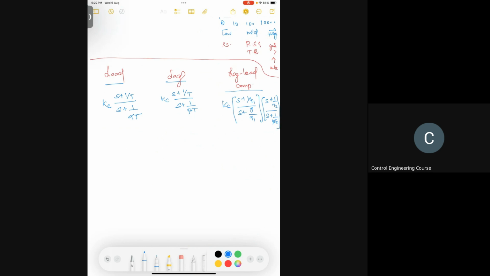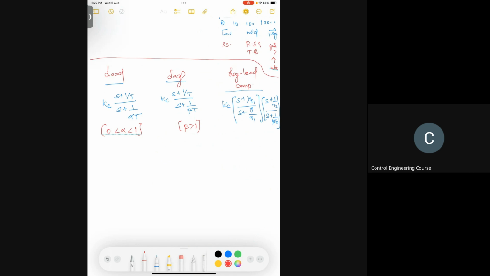Right. So the difference between these two is that here alpha will always be lesser than 1 but greater than 0, and here beta will always be greater than 1. So this is the minute difference between these two. Beta is only upper bounded, that is, always greater than 1. That's it.